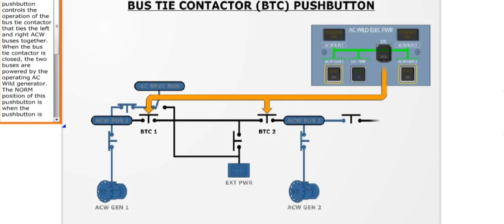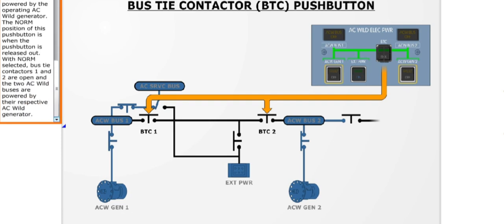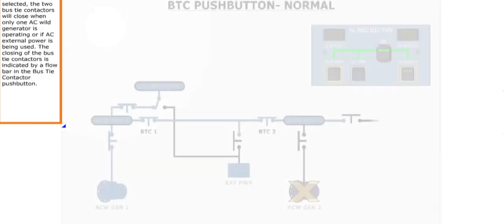The bus tie contactor push button controls the operation of the bus tie contactor that ties the left and right AC Wild buses together. When the bus tie contactor is closed, the two buses are powered by the operating AC Wild generator. The normal position of this push button is when the push button is released out. With normal selected, bus tie contactors 1 and 2 are open, and the two AC Wild buses are powered by their respective AC Wild generator.